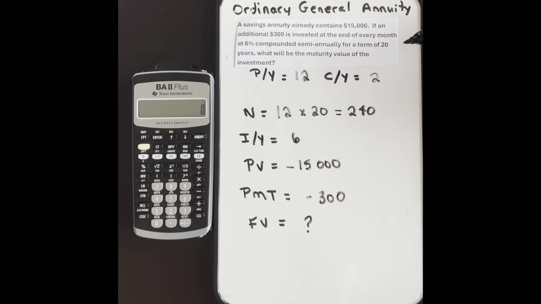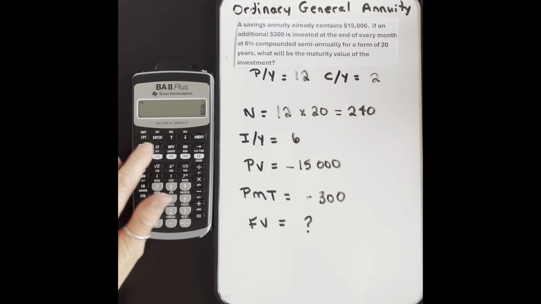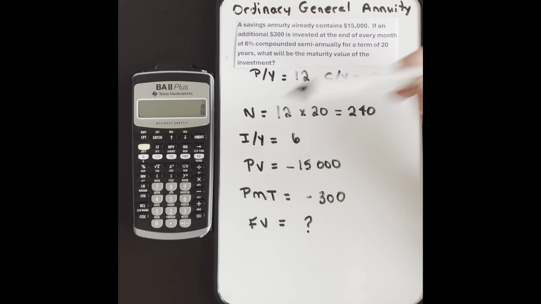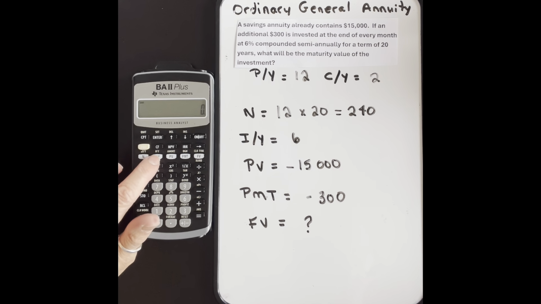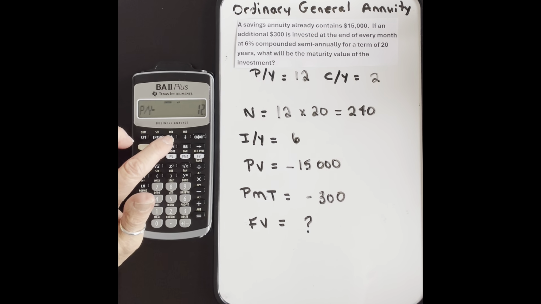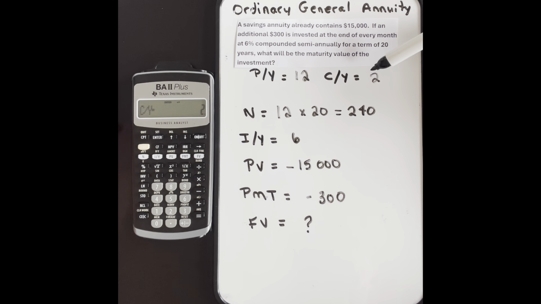Before we start, I'm going to clear any previous work. So second function FV is the clear. And we're going to start with payments per year and compound periods per year. So I go second function I/Y. Payments per year is 12. We're good with that. Scroll. Compound periods per year is 2. We're good with that. So we're going to quit.